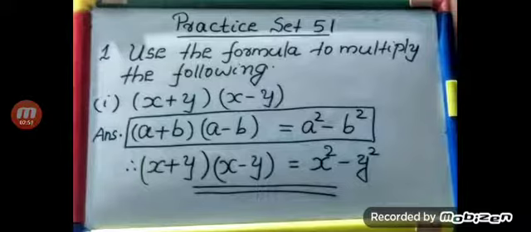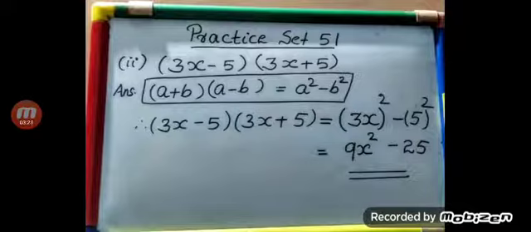Answer: first write the formula. (a plus b) into (a minus b) is a square minus b square. Therefore, (x plus y) into (x minus y): square of the first term, that is x square, minus square of the second term, that is y square. So our answer is x square minus y square.